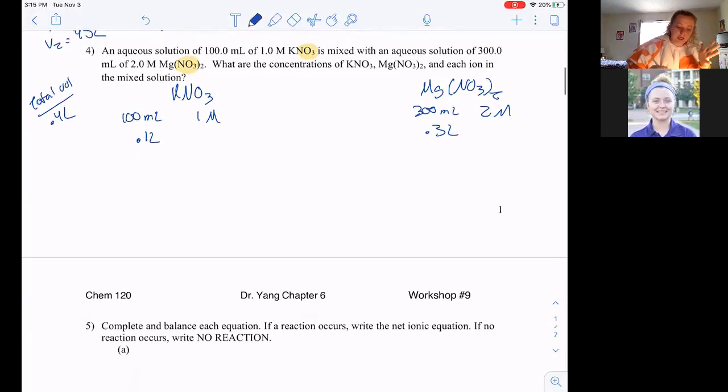Another part of the step is that we have to find out how many moles of KNO3 and how many moles of Mg(NO3)2 is in each solution separately before we add them together. So then we can find, okay, well, how many moles of NO3 are we putting in?